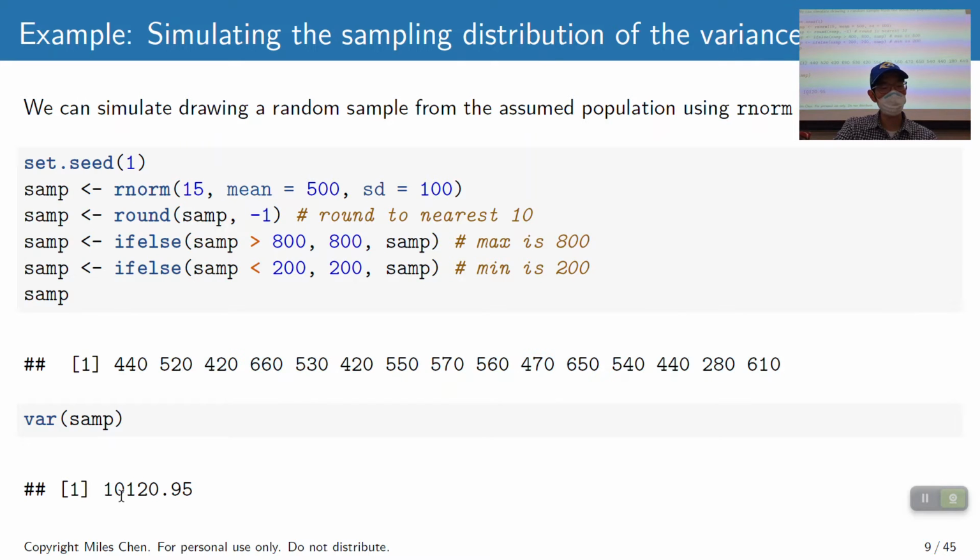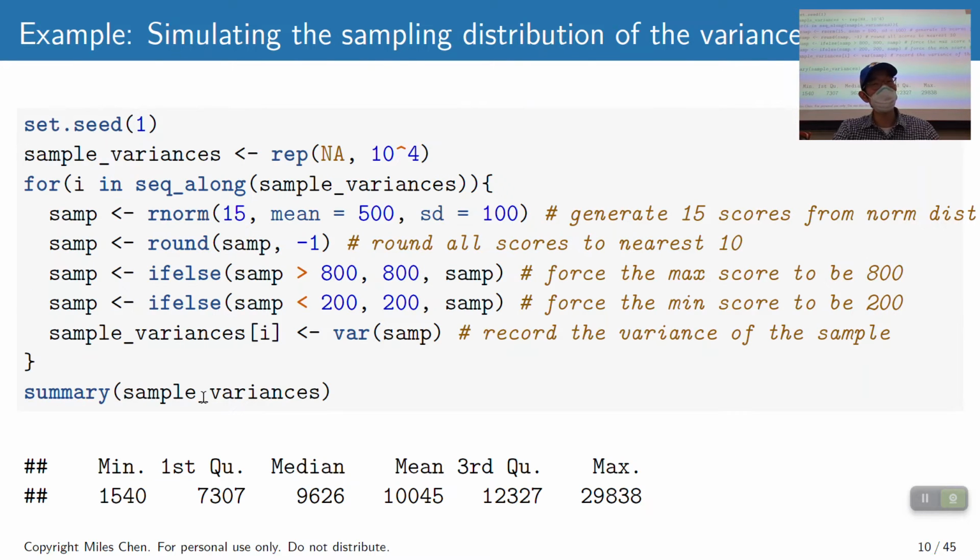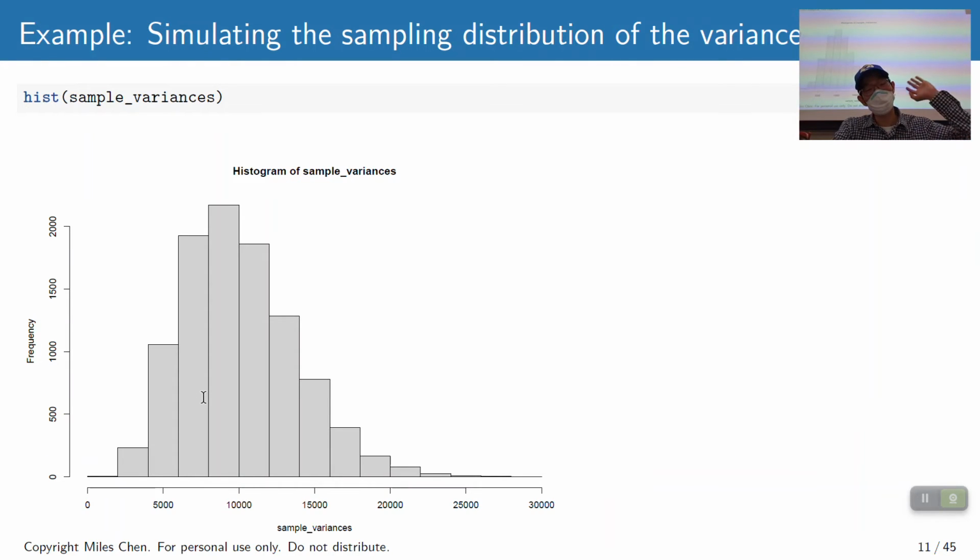And what is the variance? The variance of this sample is 10,120.95. Okay, and what kind of variances are possible? If somebody says, hey, this is an unusual variance, do you have anything to dispute that, or to say it's not that unusual? Not right now, we don't. Okay, but what we're going to do is do this a bunch of times.